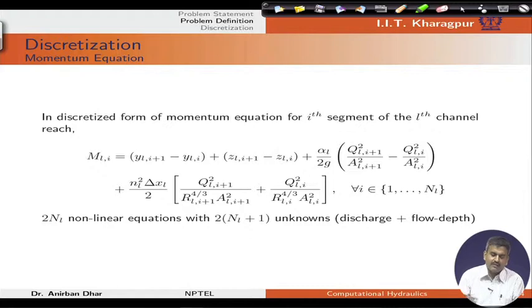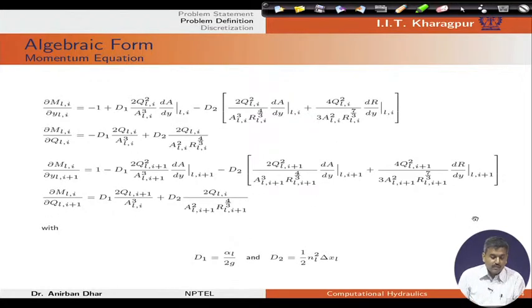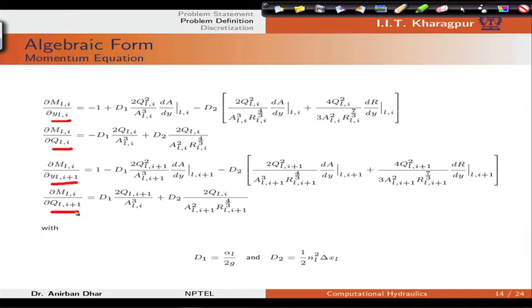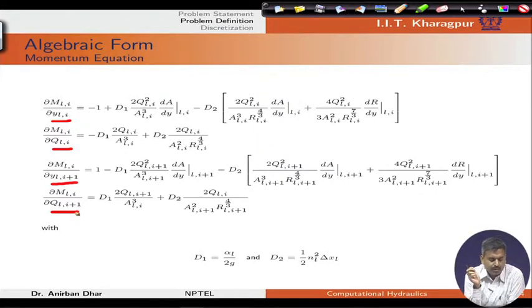We will have multiple channels. So, these are our derivatives for the momentum equation function. So, this is YLI, this is QLI, YLI plus 1, QLI plus 1. So, taking derivative of MLI with respect to YLI, QLI, YLI plus 1, QLI plus 1, we will get these terms.